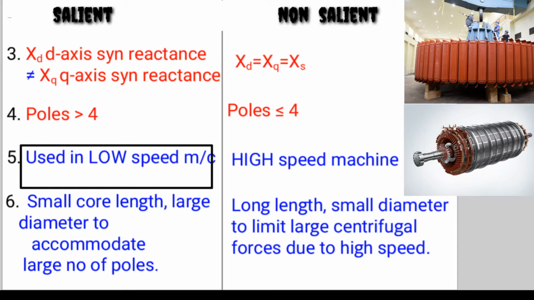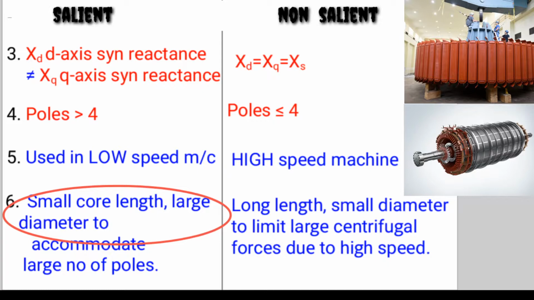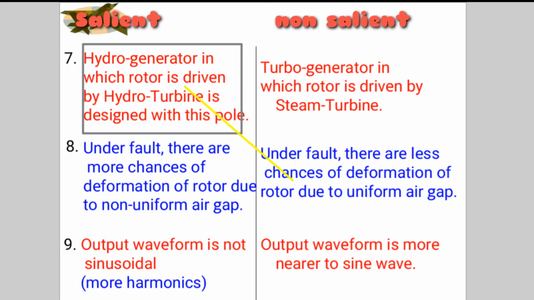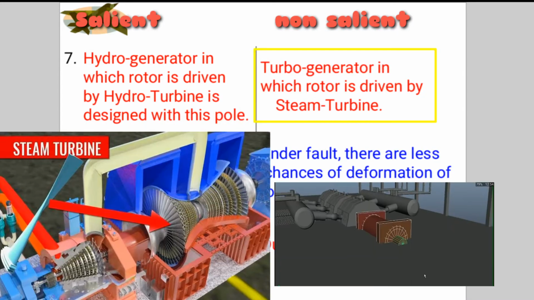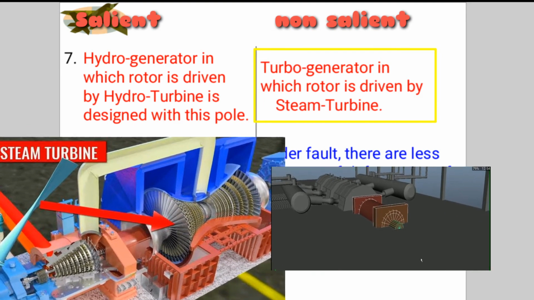Salient is used in low-speed machines and cylindrical in high-speed machines. Salient has a small core length and large diameter to accommodate a large number of poles. Cylindrical has long length and small diameter to limit large centrifugal forces due to high speed. Salient is used in hydro generators, in which the rotor is driven by a hydro turbine. Cylindrical is used in turbo generators, in which the rotor is driven by a steam turbine.